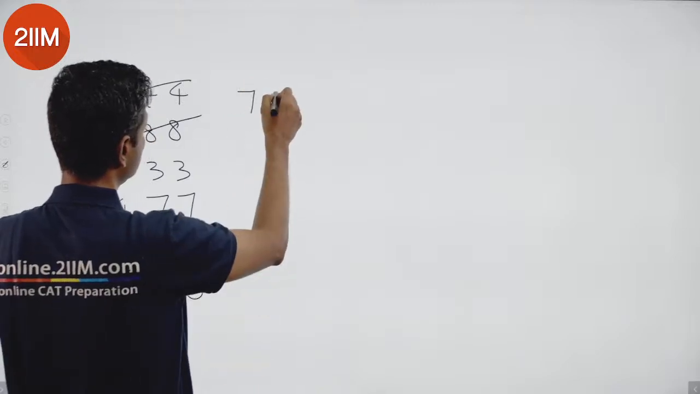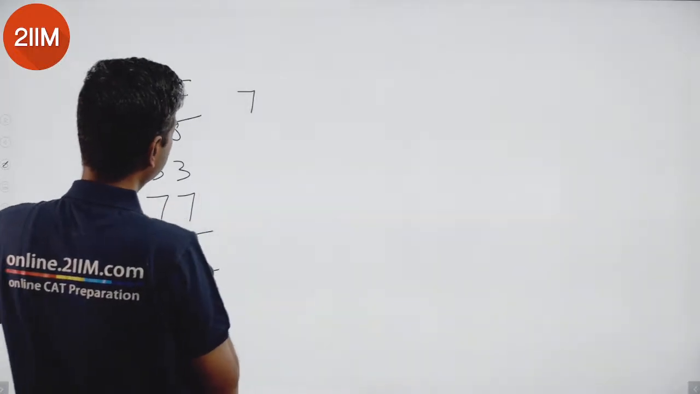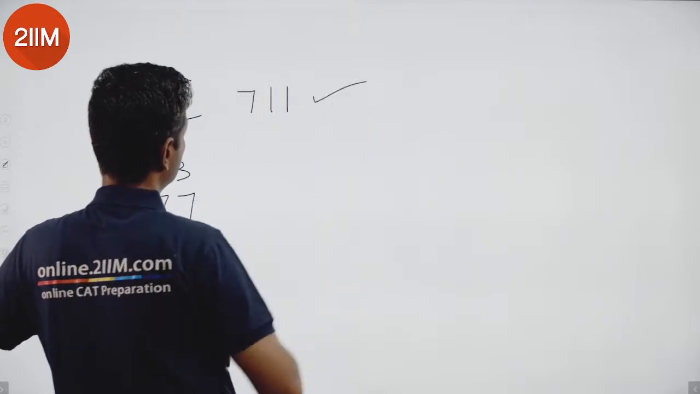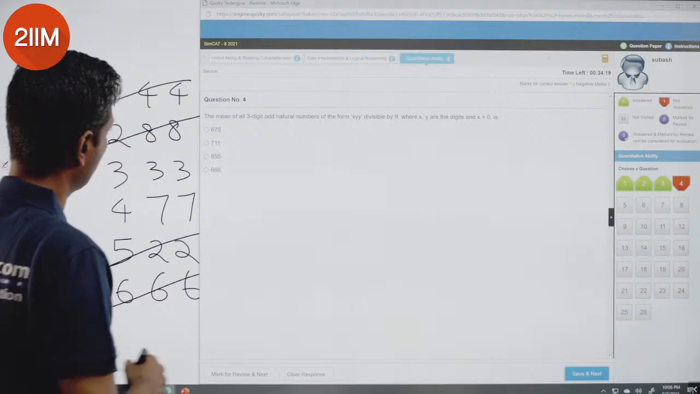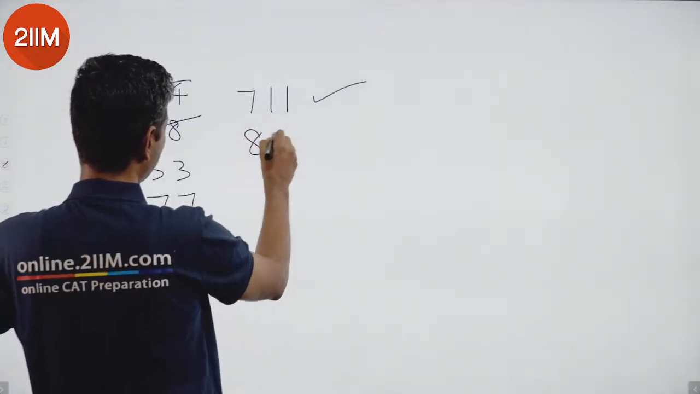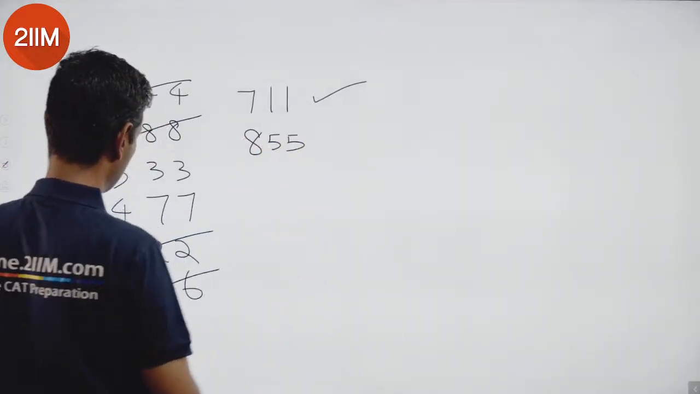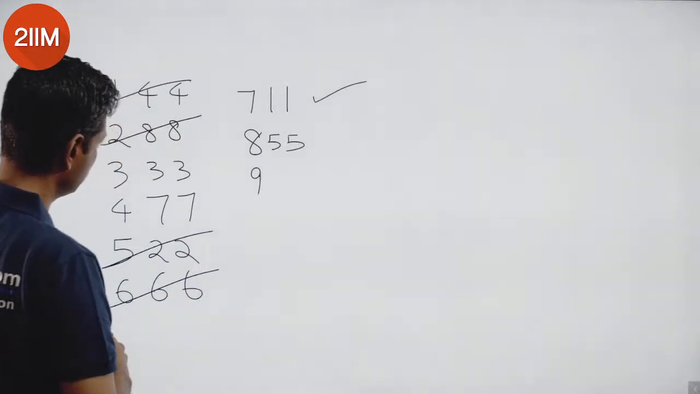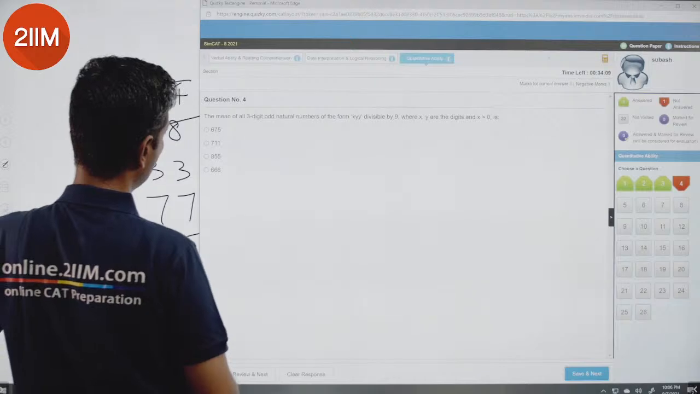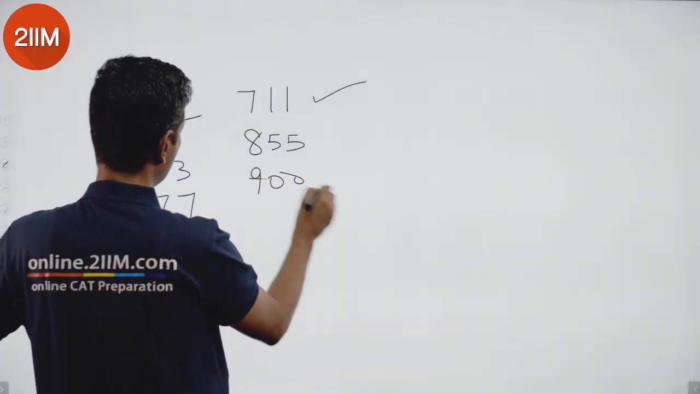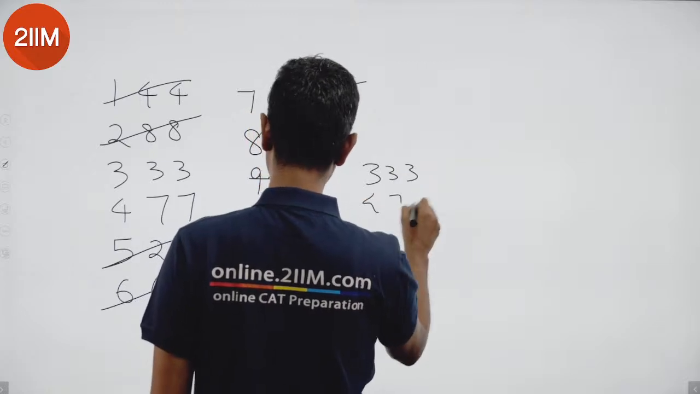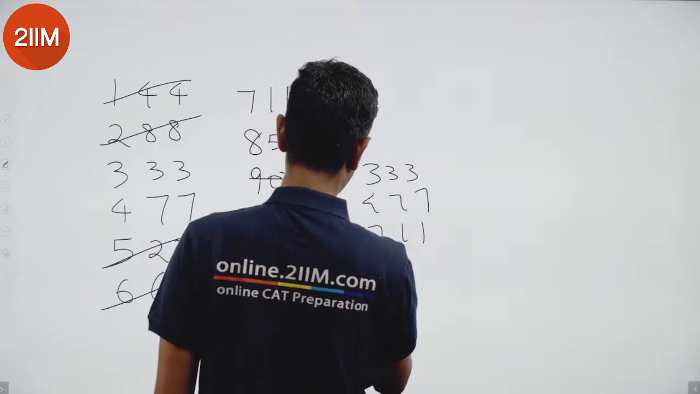7, 711, this works. It cannot add up to 18, okay. 855, this works, brilliant. 900 is an even number, so this doesn't work. So 333, 477, 711, 855.